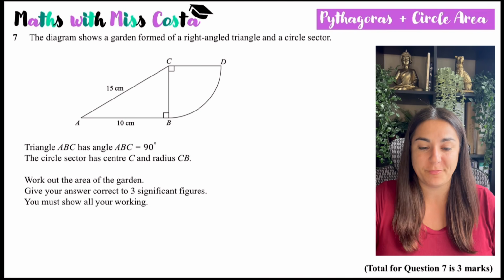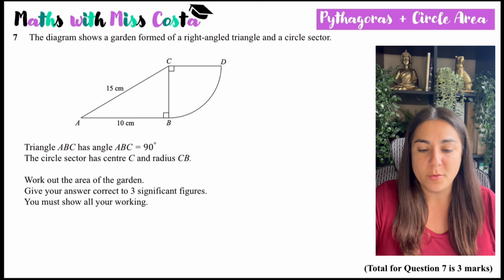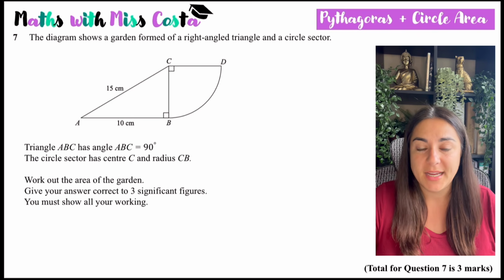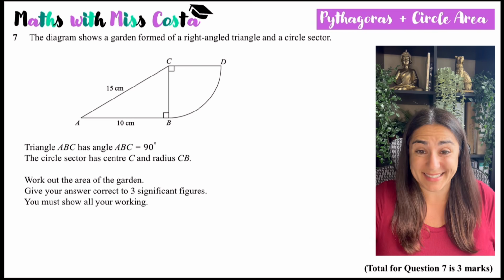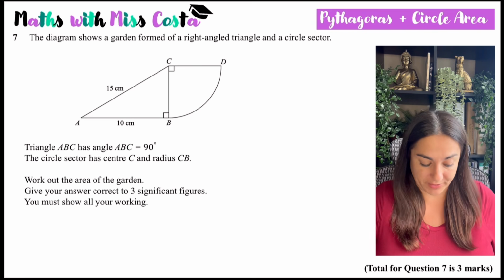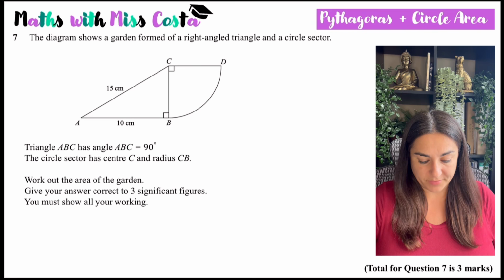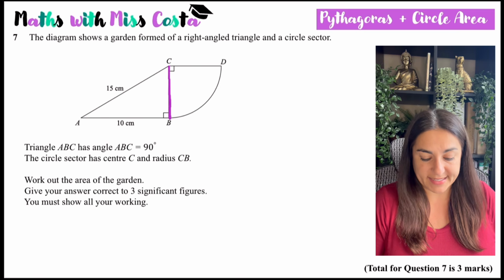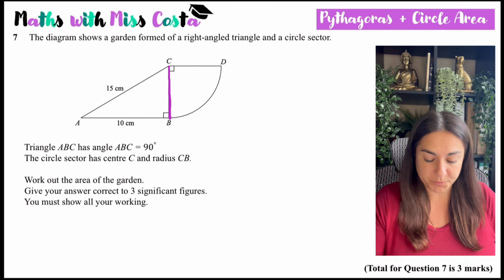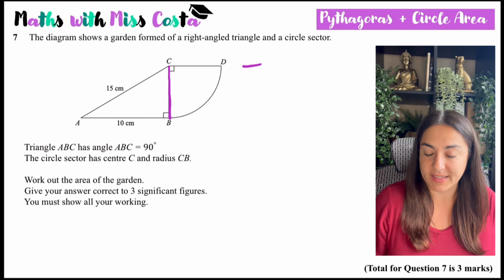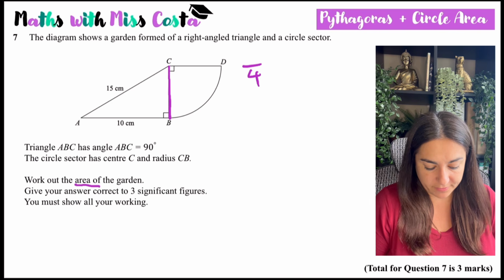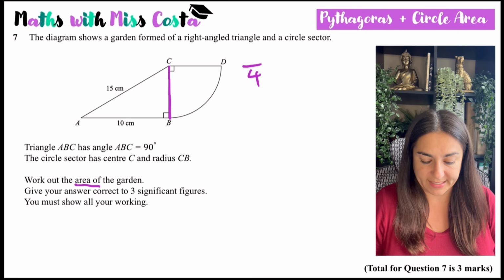Okay, so here I have been given a garden formed of a right angle triangle and a circle sector. I'm told that in triangle ABC, angle ABC is 90 degrees, which means it's a right angle triangle. And with any right angle triangle, I know automatically that I should be thinking Pythagoras or trigonometry. Then I've got the circle sector, which has centre C and radius CB. So if this is the centre and this is the radius, then I know that it's a quarter of a circle. So whatever the area of the circle is, divided by 4, is going to give me that area. I need to work out the area of the garden and give my answer correct to 3 significant figures.